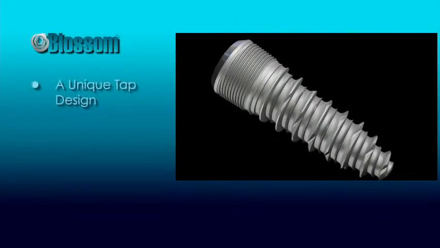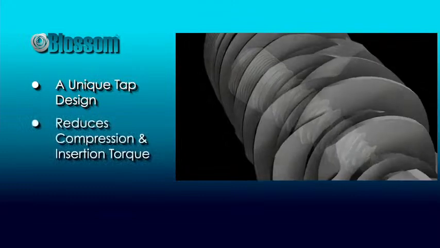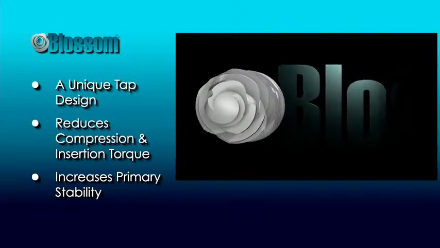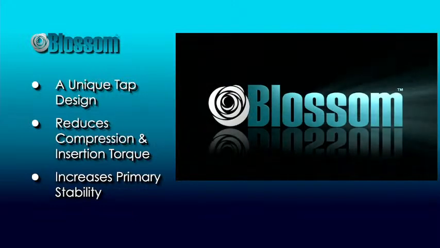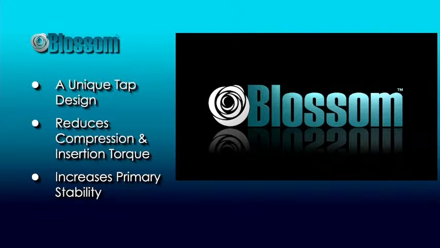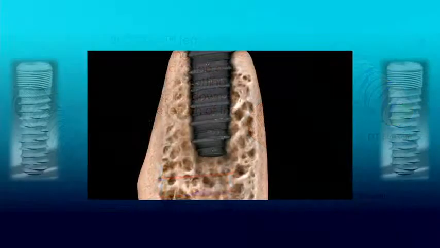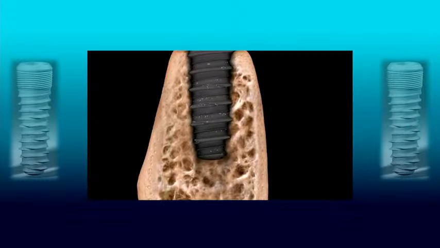So this is the Blossom design. You see, it's like a very sharp blade, three sharp blades on every thread, because when you look at it from the apex, it looks like a blossom. That's how it cuts into the bone. When it cuts into the bone, it harvests small particles of bone, but all over the implant surface, not only in the tap area.